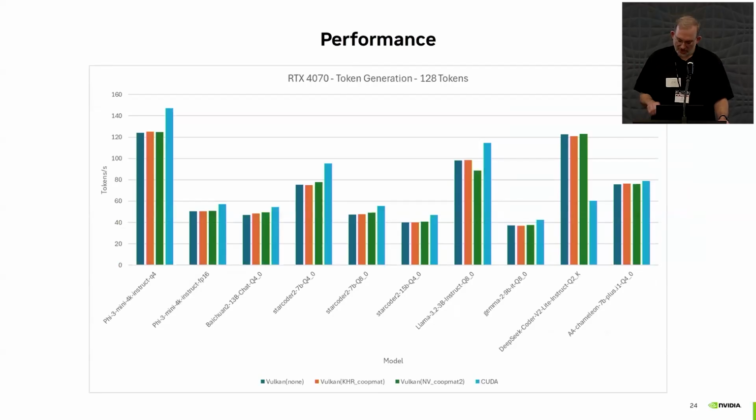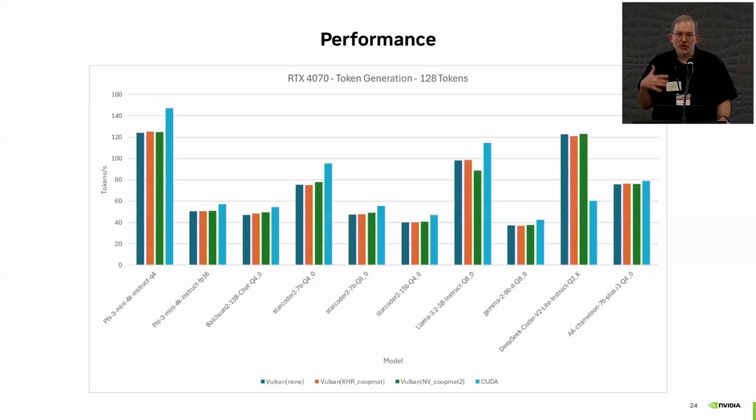And that was on RTX 4070. This is also RTX 4070 doing token generation. So token generation does matrix vector multiplies, and that's not accelerated by Cooperative Matrix. But this is the other main mode of operation. When your LLM is actually spitting out words, it's the token generation stuff. And I just wanted to show that the Vulkan backend is still competitive with CUDA.